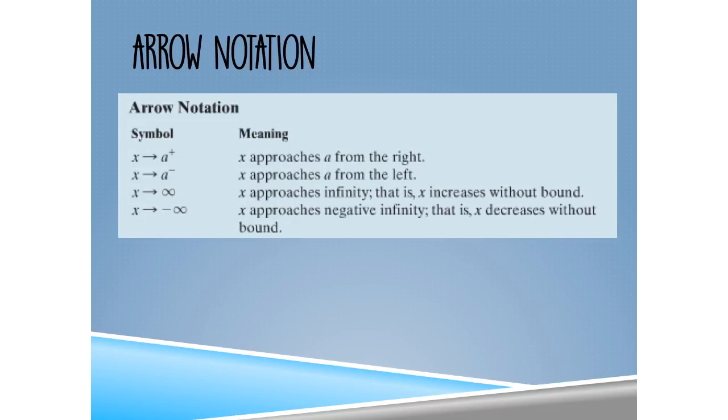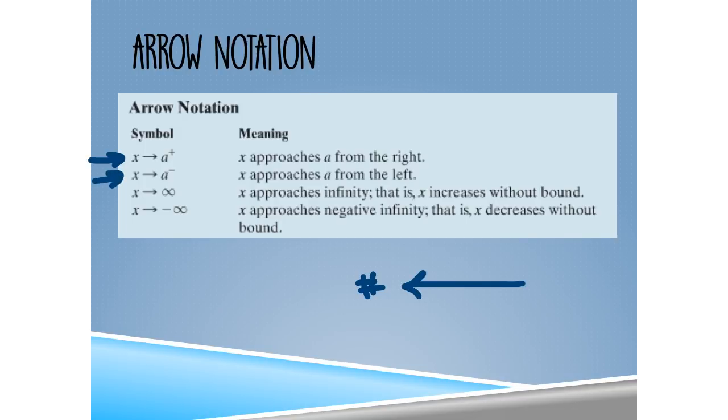So you're going to see, this is just arrow notation. You're going to see some of this in examples in the book. This is just read as x approaches a from the right. So if I'm looking at x going from the right, I'd be coming in from this direction at whatever number is happening here.